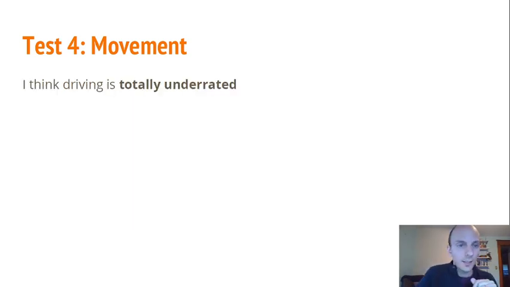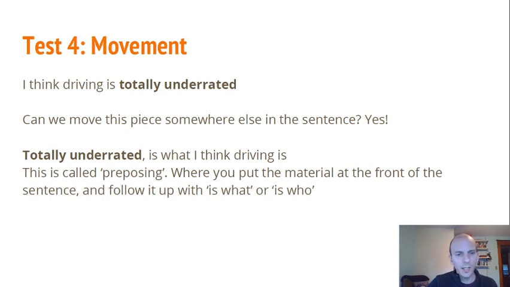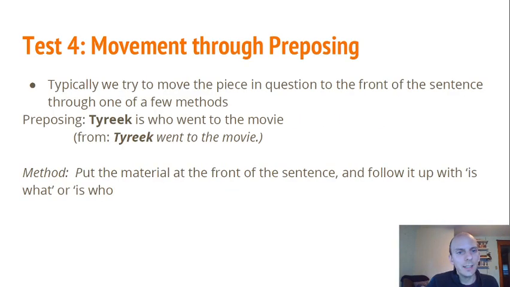So if we wanted to test "totally underrated" to see if that bolded part is a chunk together, a constituent, we try to move it to the front. Can we move this somewhere else, like to the front? Yeah, you can. You can say something like, "Totally underrated is what I think driving is." Totally underrated. I enjoy driving. It's totally underrated is what driving is. This frame is called preposing. So you do the thing you're talking about, is what, or is who, and then you do the rest of the sentence. I'll give you a more schematic outlay of this.